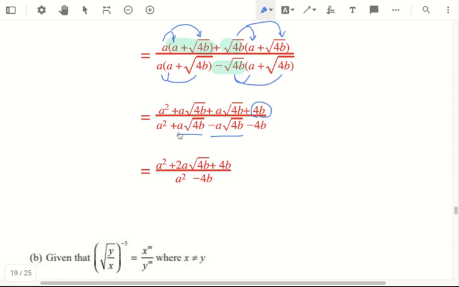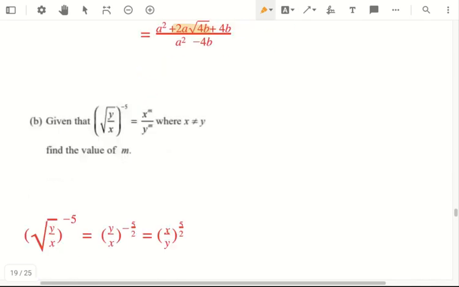Then you realize that this cancels out, so we're left with a squared minus 4b at the bottom, and then on the top, a square root 4b plus a square root 4b gives us 2a square root 4b. So this is our final answer. Okay, let's move to the next question.